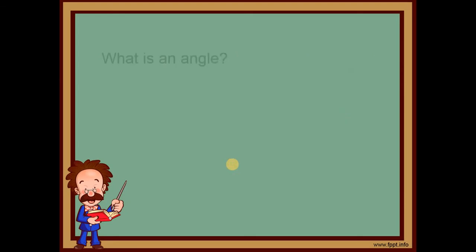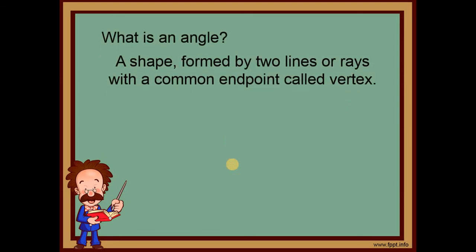So let's start. First question is, what is an angle? An angle is a shape formed by two lines or rays with a common endpoint, and that endpoint is called the vertex. So let's have a picture of an angle. So this is an angle, and usually denoted by this symbol. Ang basa natin dyan is theta.